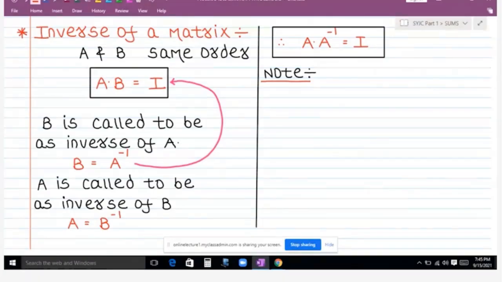if and only if the given matrix is a non-singular matrix.